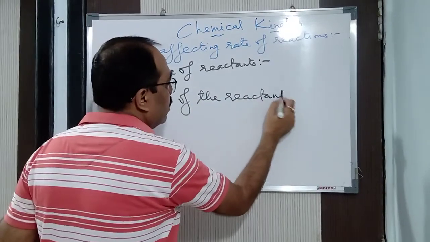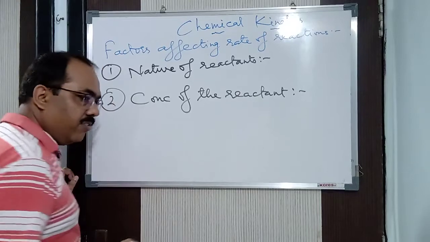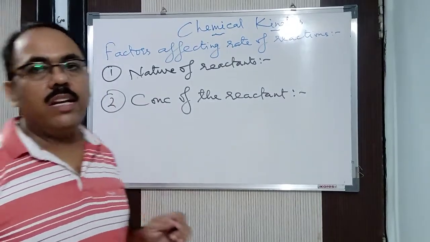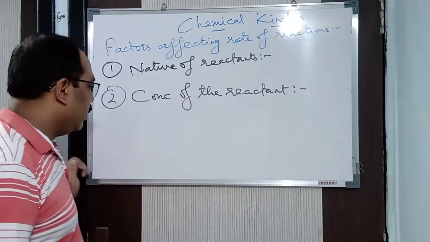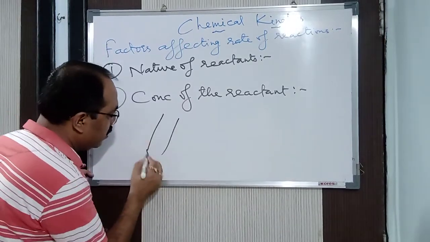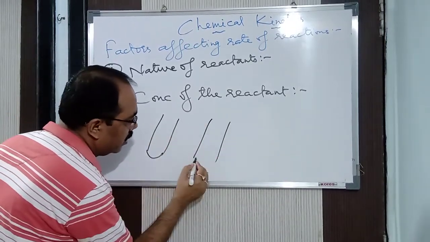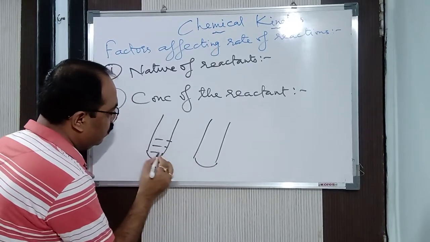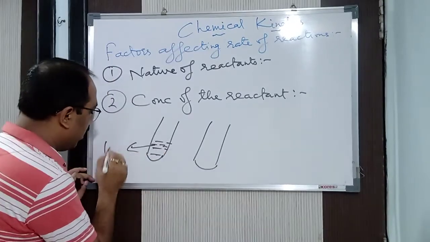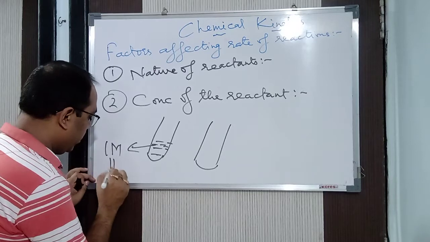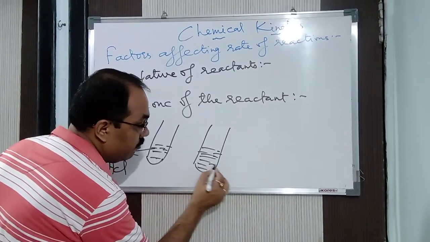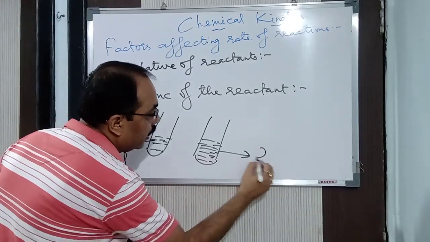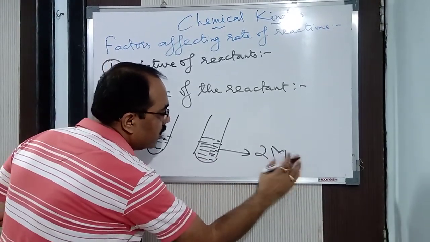If the concentration is more, the rate of reaction will be faster. If the concentration is less, the rate of reaction will be slower. How to do it? Very simple. I'll take 2 test tubes. In the first test tube, I will be taking 1 molar dilute HCl. In the second test tube, same volume, remember it, same volume, I will take 2 molar dilute HCl.